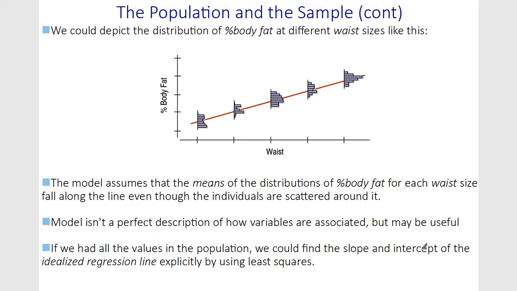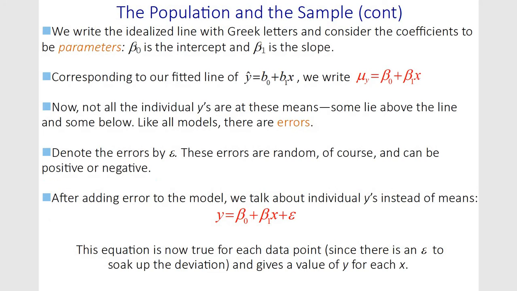If we had all the values in the population, we could find the slope and intercept of the idealized regression line explicitly by using least squares regression, what we've done before. But we don't usually get the entire population, so we're going to sample it. Now, to write the linear regression line, we have our parameters, beta, and a typical line. Just notice the variables. Not all the individual y's are the means. Just like before, our x's are going to have those averages. When we plug them in, our data might fall above or below that line. So here we have to talk about the individual y's instead of the means, so we have to add an error. This equation is now true for each data point, so that error is just making for that adjustment.